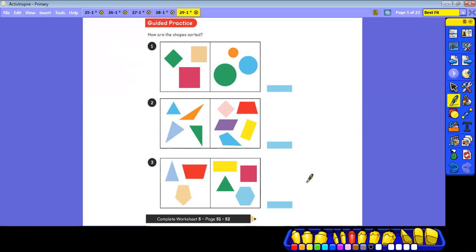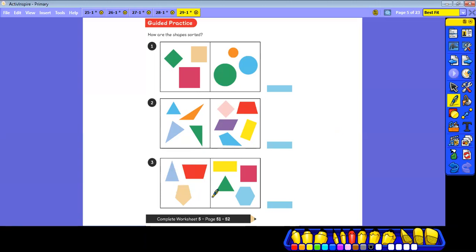What about this last set? It's not sides, because look, 1, 2, 3, 1, 2, 3. So it can't be sides. In any case, that one's got 3 and that one's got 4 and that one's got 5. So it's not sides, is it, corners? 1, 2, 3, 1, 2, 3, 4, 1, 2, 3, 4, 5.